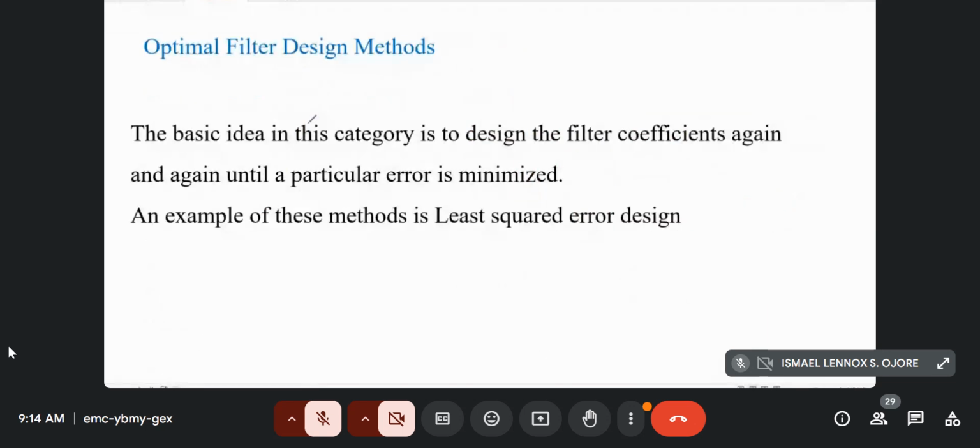Yeah, so we are saying you can sample this H_d(omega), which is continuous, at N points and create an N-point DFT. And then by using the IDFT, the filter coefficients can be calculated from the formula.